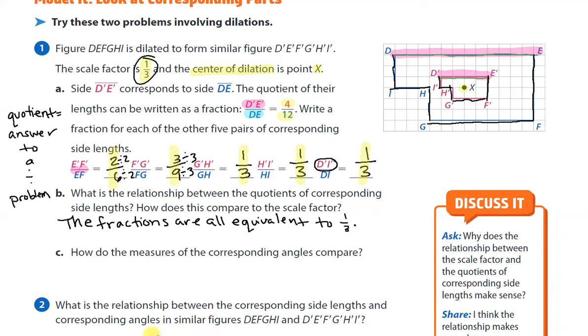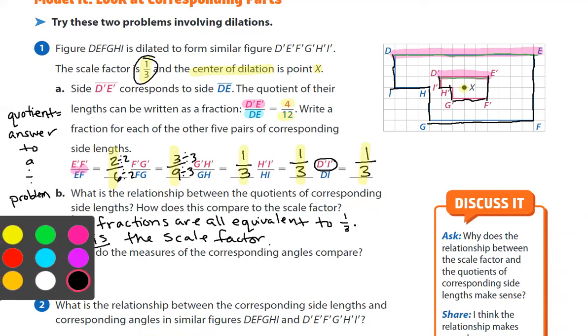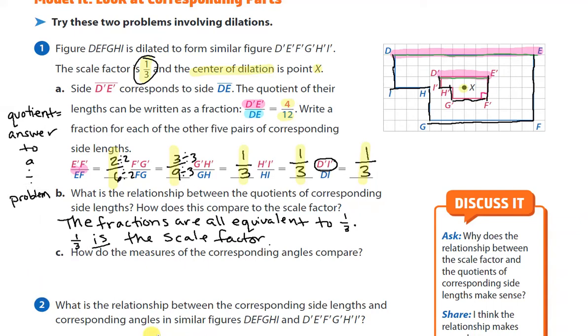That answers the first part of the question. The second part is, how does this compare to the scale factor? 1/3 is the scale factor. Silly. Ta-da! How do the measures of the corresponding angles compare? Let's look at them. We have a 90-degree angle here and a 90-degree here, a 90-degree here and a 90-degree here. They're all 90-degree angles, aren't they?